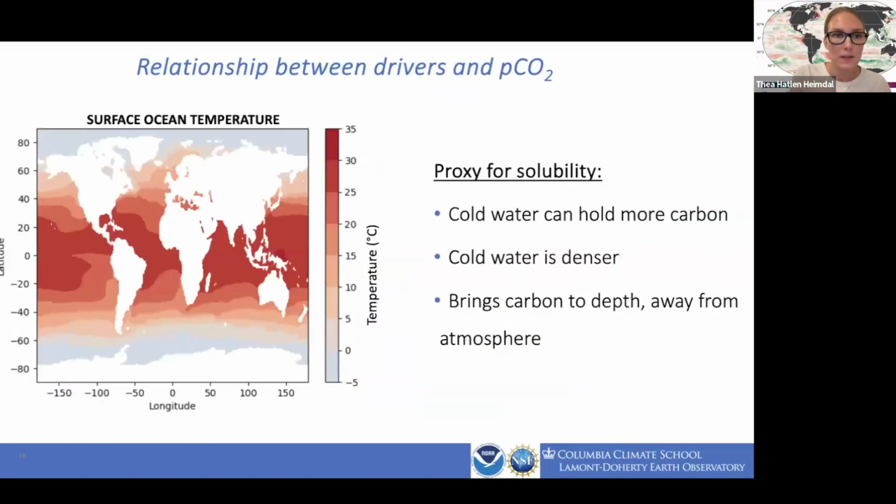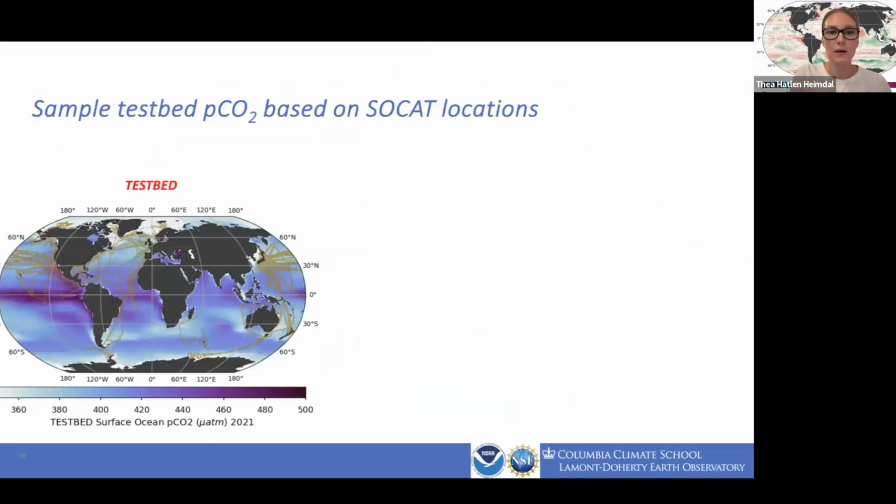So let's see if I have this. Yeah, here. You know the blue colors here? That's the pCO2 model output in the testbed. So we're just picking the times and locations where we have the brown tracks here. We're picking those times and locations, and we're using that in our machine learning. But we never use actual observations when we use the testbed.